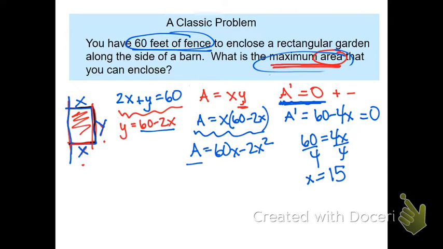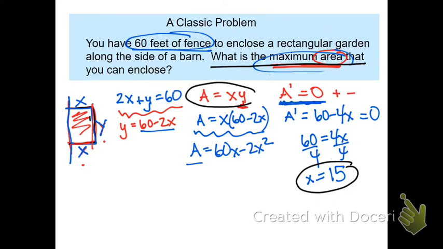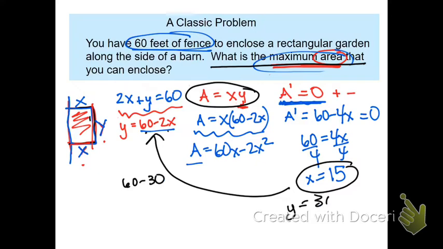So read the question again. What is the maximum area we can enclose? Well, this is the dimension that will give that maximum area, but now I have to find the area. So I have x. To find the area, I would also need y. Where's y? Oh, there's y. So to get y, we're going to plug into that equation: 60 minus 2 times 15. So 60 minus 30, that would be 30. That means the dimensions are 30 by 15, and nobody cares which order you write that in.